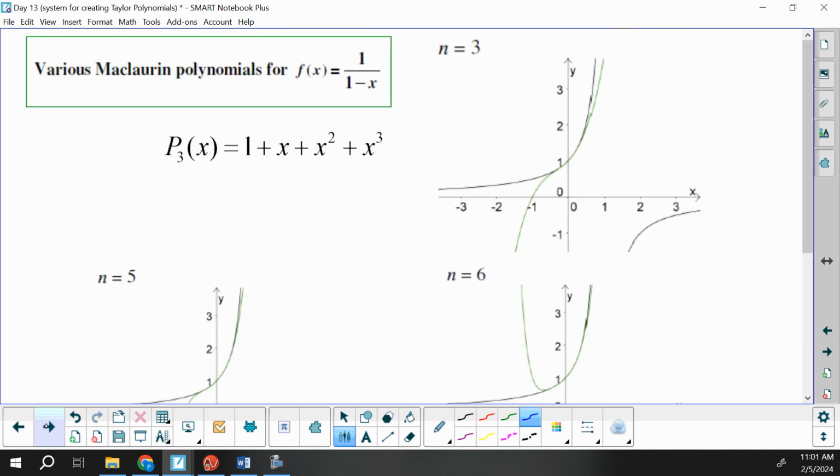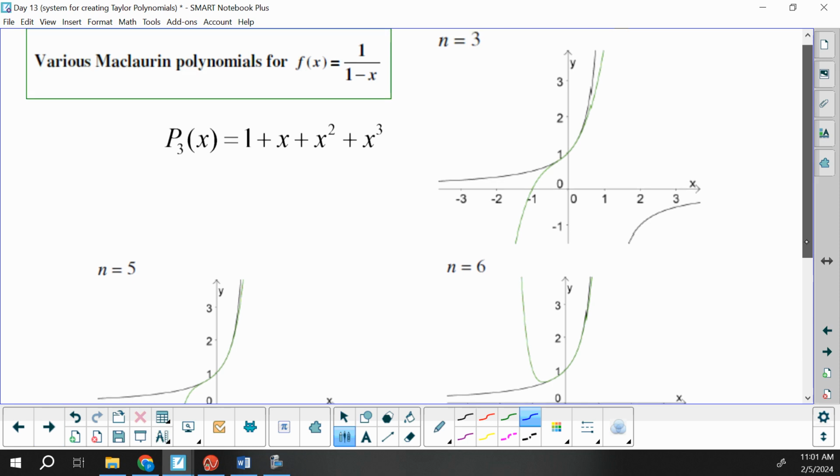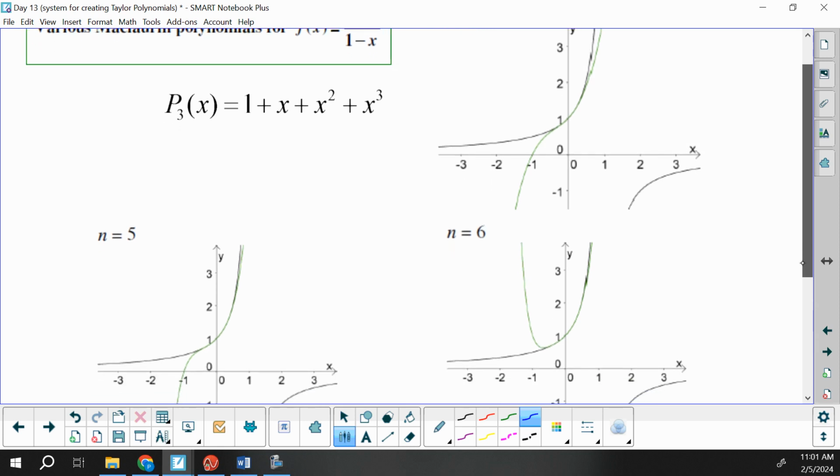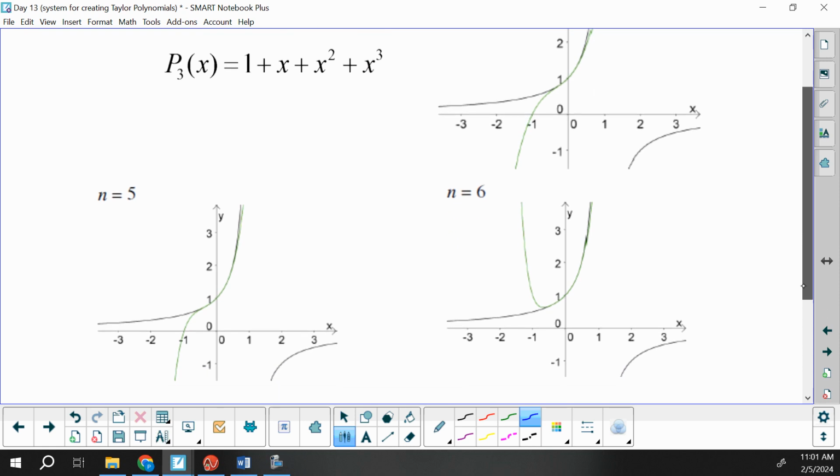On the next slide, we have some graphs, and it might be easier to see them on here than on your paper. So the top right there is if we go out to a third degree, bottom left fifth degree, and then bottom right sixth degree. So notice it does seem to wrap the function better as our degrees get higher. But unlike sine and cos, it doesn't seem to wrap it infinitely because, for example, it never crosses that asymptote.